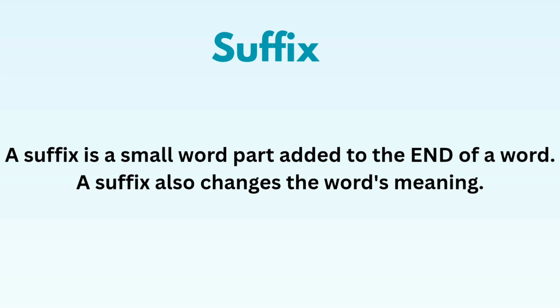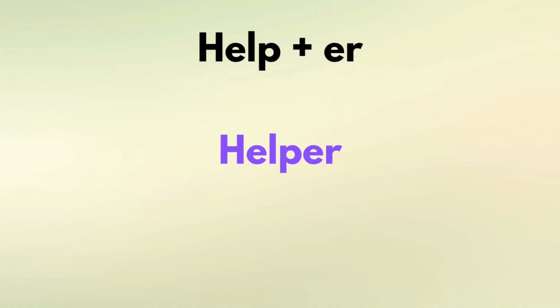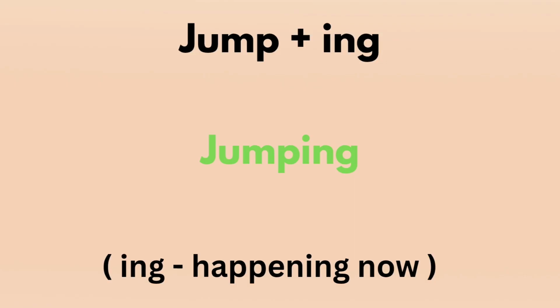Now let's see what is suffix. A suffix is a small word part added to the end of the word. A suffix also changes the word's meaning. Let's check some of the examples. Help plus er, it makes helper. Jump plus ing, it is jumping.